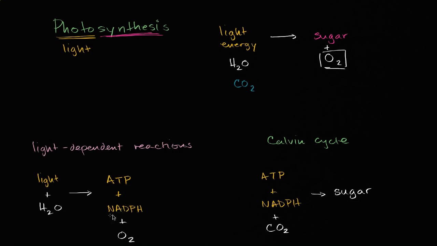And then that ATP and that NADPH can be used in the Calvin cycle along with carbon dioxide to actually synthesize sugar. What we're going to focus on in this video are the light-dependent reactions. How does this process right here work?